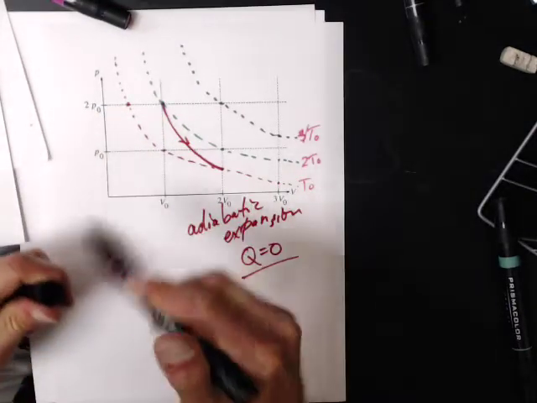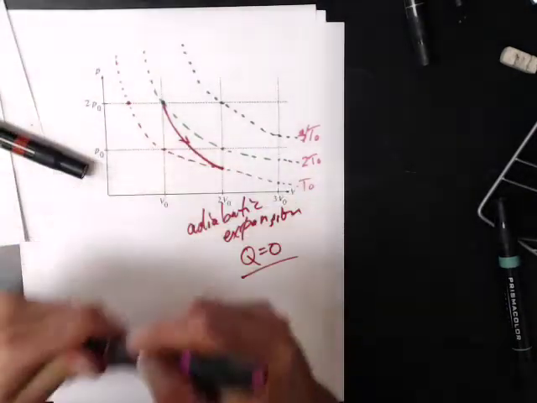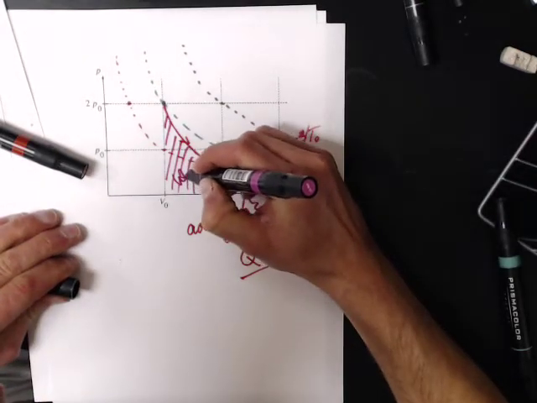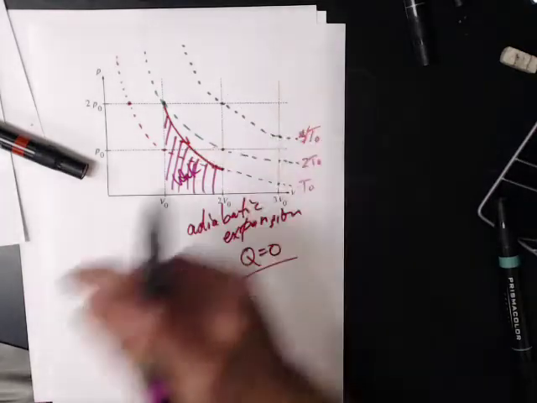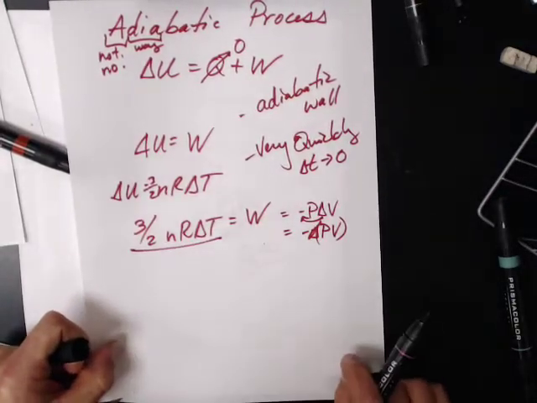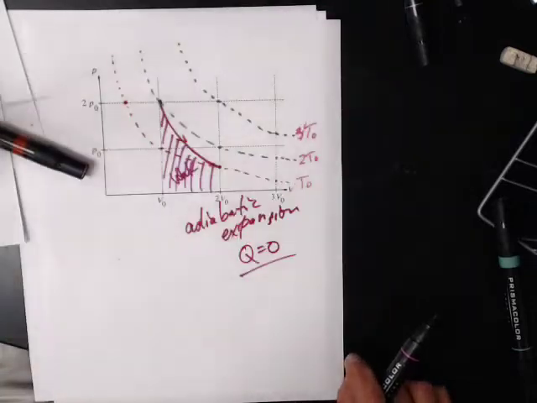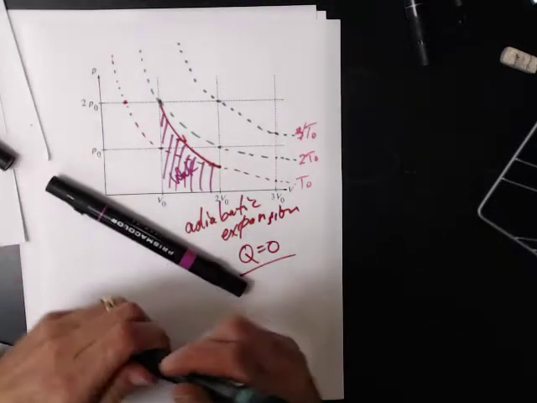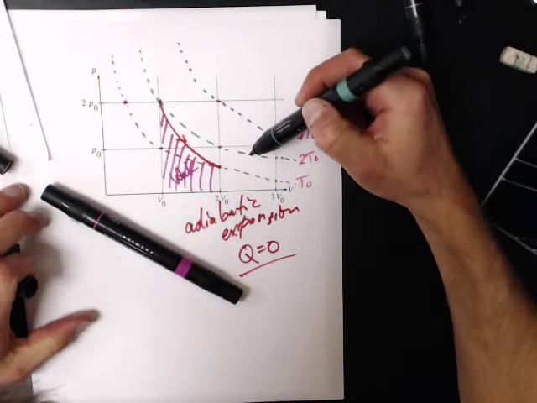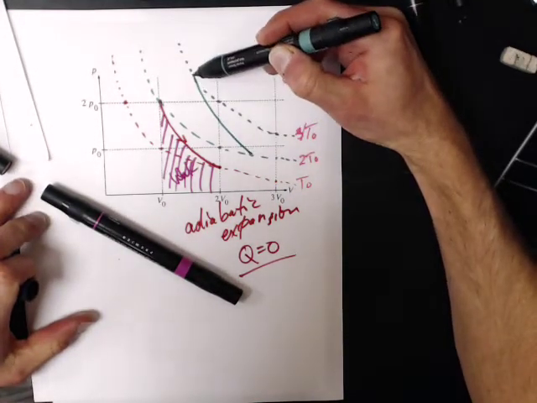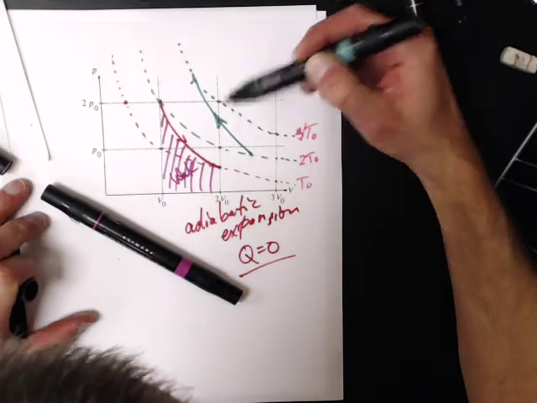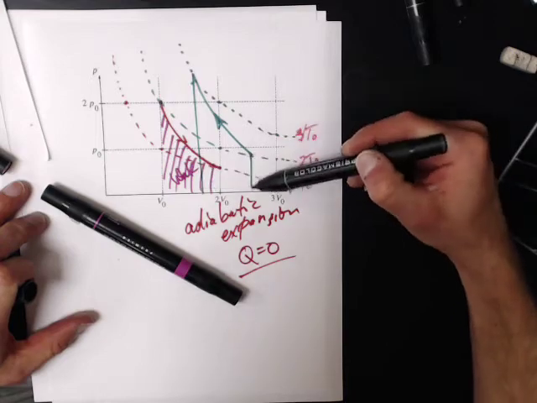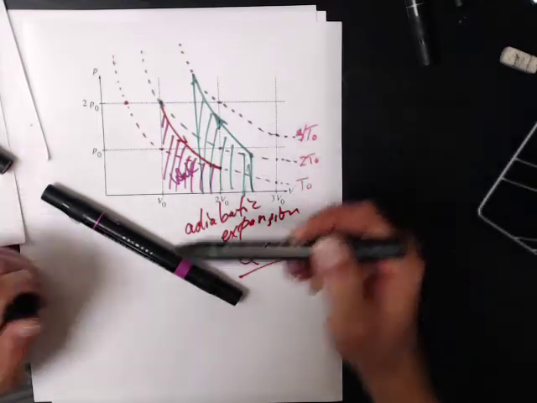So then how much work is being done? What's the area under the curve here? What's this work? Well, if we go back over here, it's 3 halves nR delta T. Now I can undergo an adiabatic contraction as well, so maybe I can start here and work my way up to here, going this way on that one. So again, how much work happens here, we can measure it there.